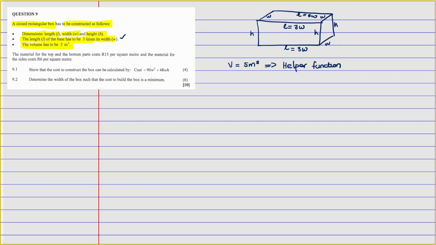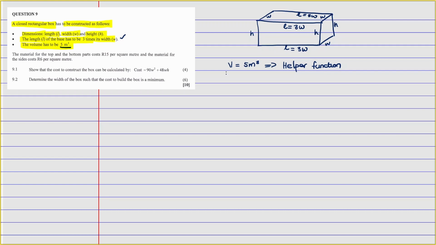Yes. Okay. So just know that volume is going to be the helper function. And how do you know that something is a helper function? When they give you what that thing is equal to. Always, if they give you something that you know it's equal to, it's going to be the helper function. So just know that. Volume is equal to 5 meters cubed. So now let's find the volume of this.